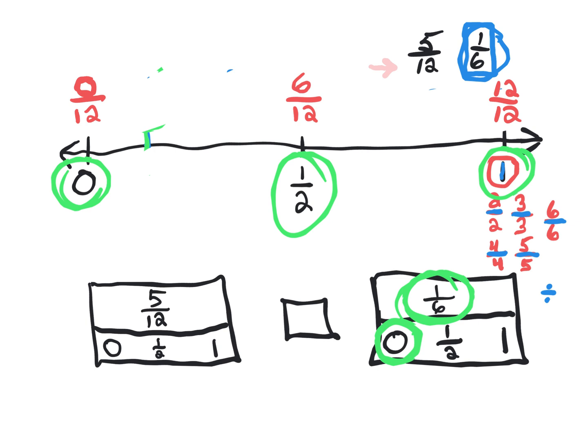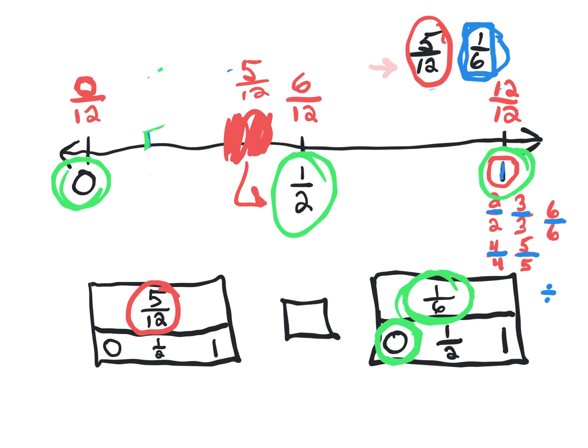So there are our 3 equivalent benchmark fractions. So if we look at the 5/12, I'm probably going to put 5/12 somewhere in this zone here. So we know it's closest to 1/2. Now we have 1/2 plus 0 equals 1/2. So we can do a quick estimation and say that 5/12 plus 1/6 equals 1/2.